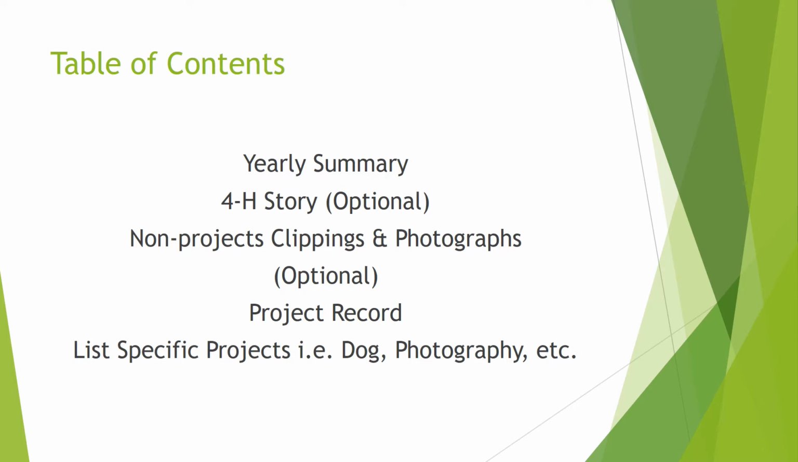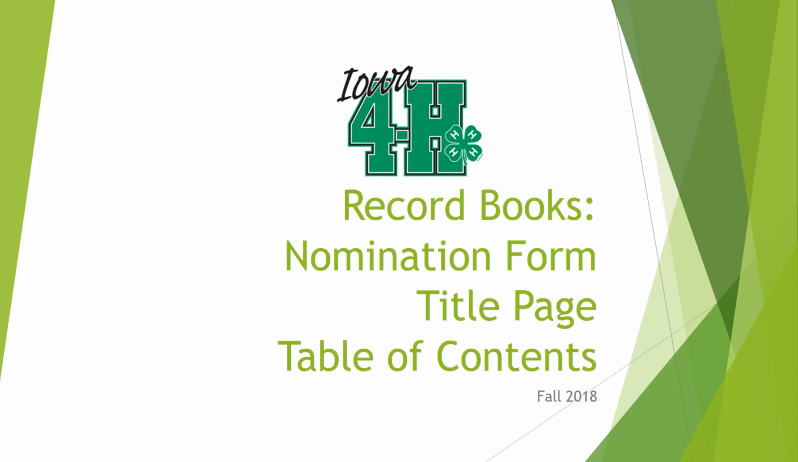So here you can see that we suggest it to be yearly summary, your 4-H story, non-project clippings and photographs, and then your project records for your specific project areas. Now, whatever order you decide to put your book in, just make sure that your table of contents is in the same order. This concludes our tutorial on our nomination form, title page, and table of contents.